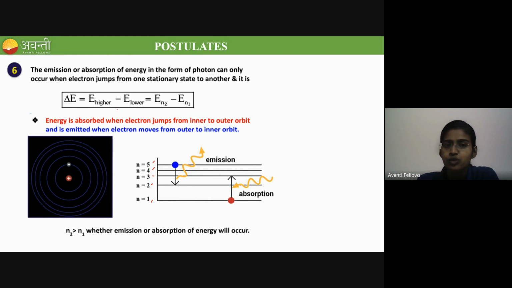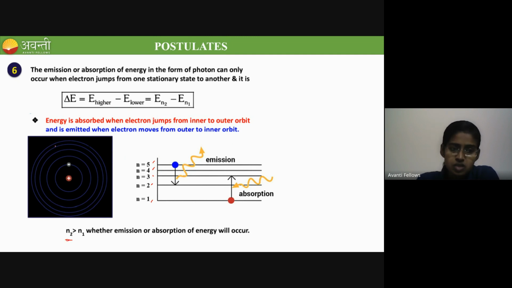Final energy N2 minus N1. Okay, energy is absorbed when electron jumps from inner orbit to outer orbit, and it is emitted when electron moves from outer orbit to inner orbit. So always the N2 will be greater than N1, whether emission or absorption of energy will occur.